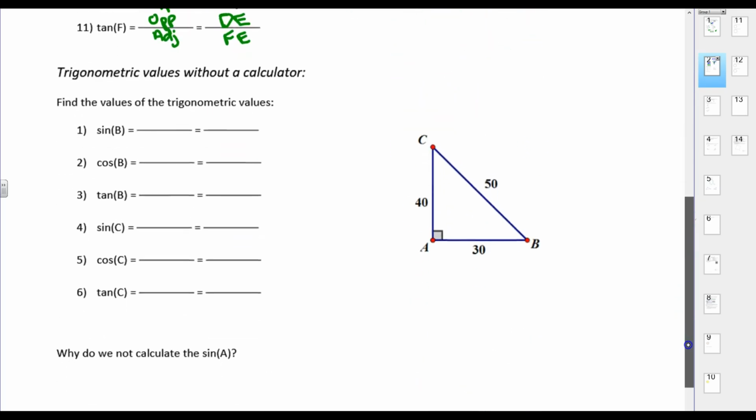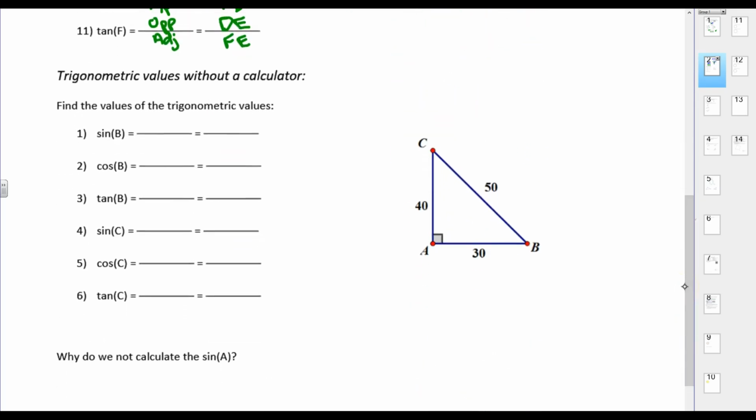Now, we can actually do these with real numbers. So here's a new picture. Again, I'm going to be paying careful attention to what my actual angles are here. So if I'm looking at B, here's my B. The opposite of B is 40. My hypotenuse is 50, which means that the adjacent side for angle B is 30. So let's do all the ones with angle B first.